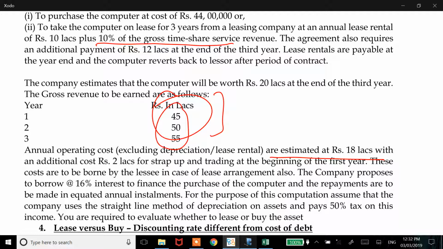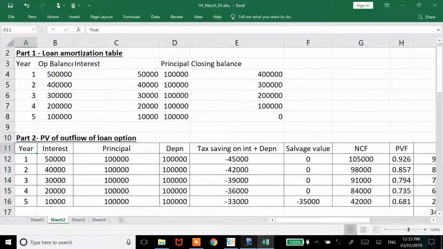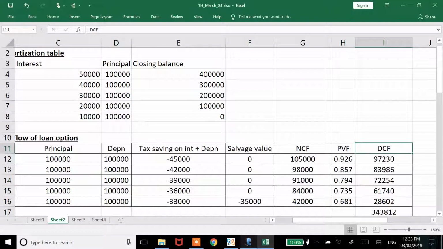in case you make an assumption saying that this will not be incurred, then I will get into this format: interest, principal, depreciation, one more item called annual operating cost, tax saving on interest, depreciation and annual operating cost, salvage value, NCF, PVF and DCF. If AOC is incurred for both, then ignore. If it's incurred for only one, then you will obviously have to consider it.